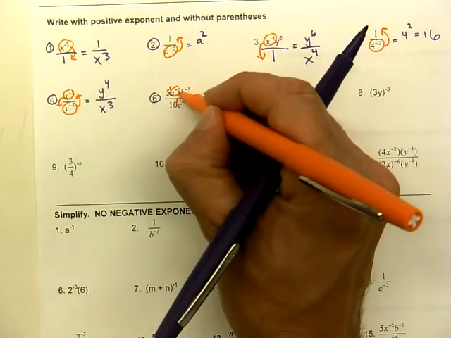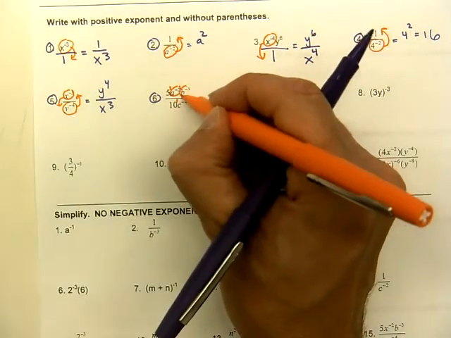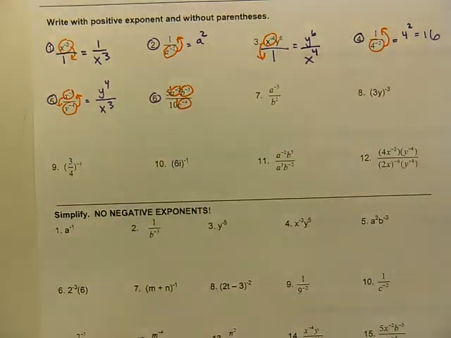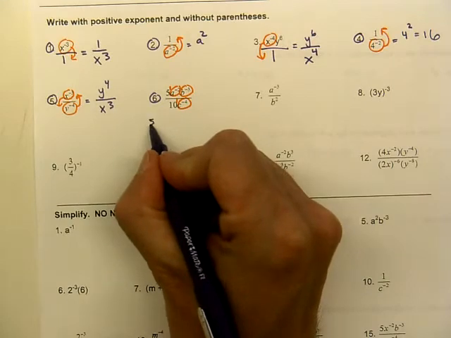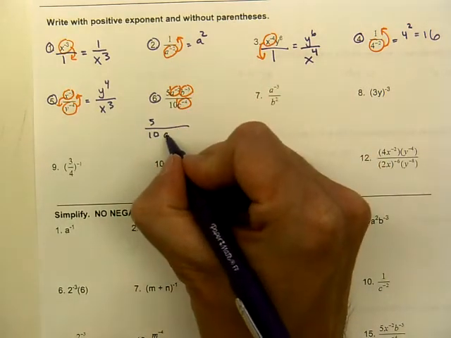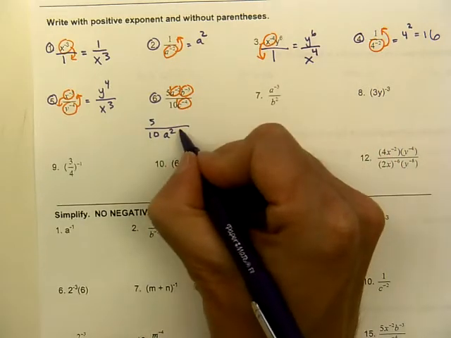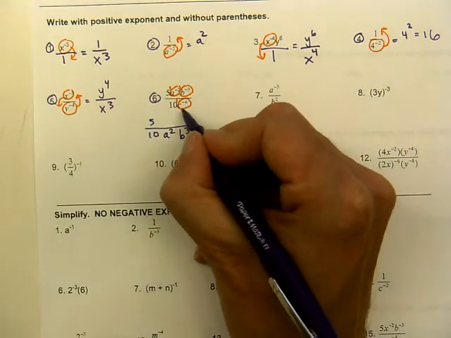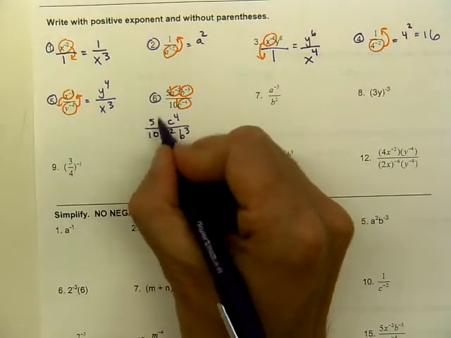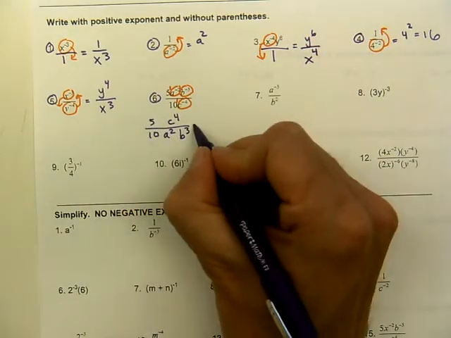but the base of a has to move because it has a negative exponent. The base of b has to move. The base of c has to move. So all of those are going to relocate. So that means we have 5 over 10 staying where they are. The a moves down, so that's an a squared. The b moves down, that's b cubed. The c moves up, so that becomes c to the 4th. Now we can simplify the fraction here, so let's turn that into a 1/2.